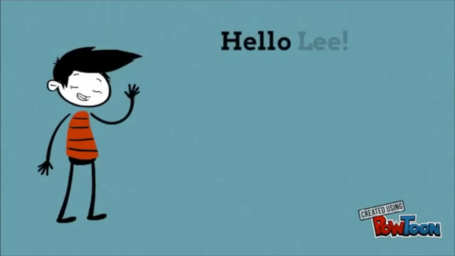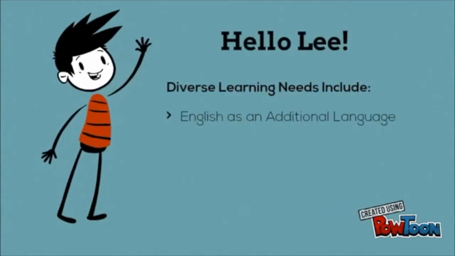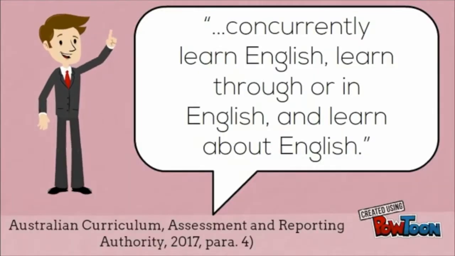In this classroom, the teacher knows that English is an additional language for Li, who has immigrated from China with his family when he was 4 years old. The teacher acknowledges that this creates diverse learning needs for Li as he is faced with challenges to, quote, concurrently learn English, learn through or in English, and learn about English, unquote.